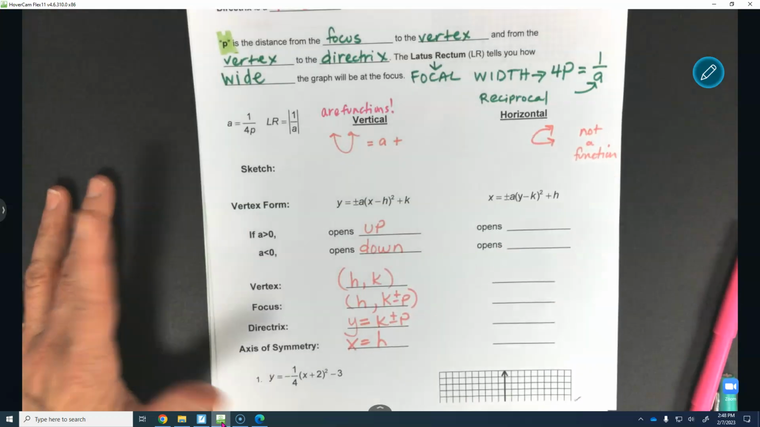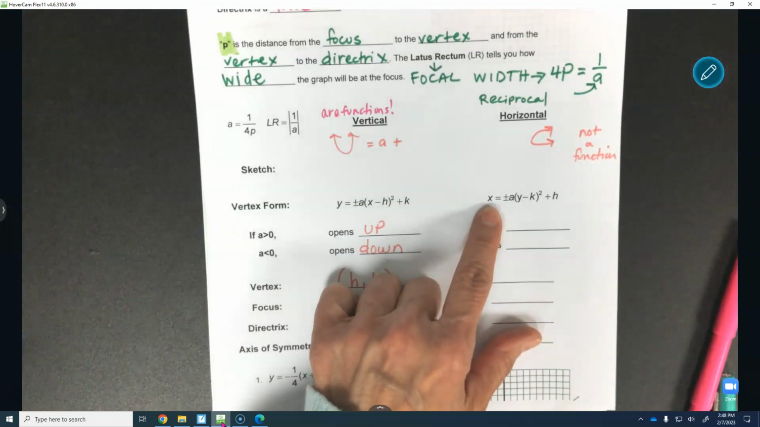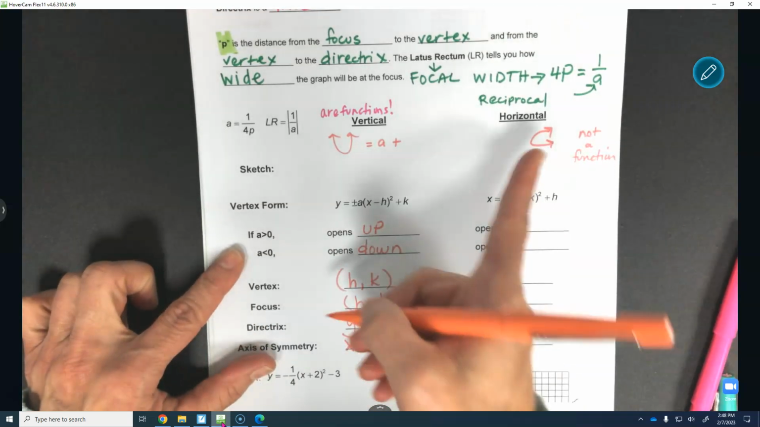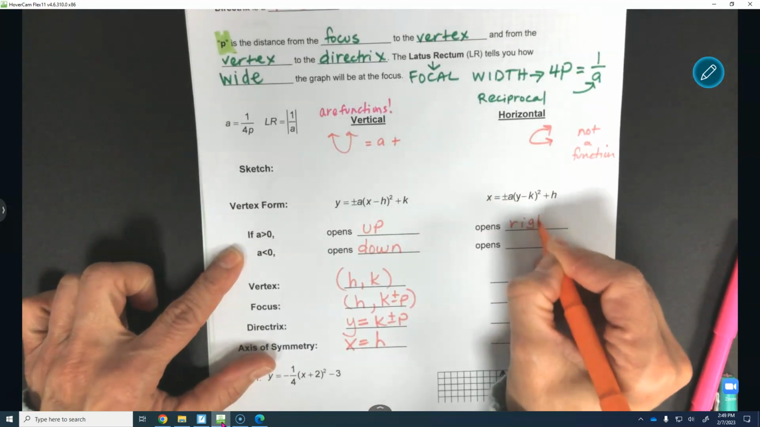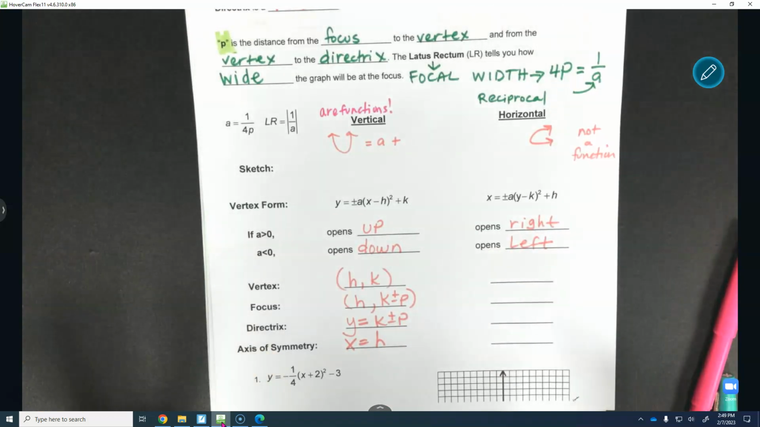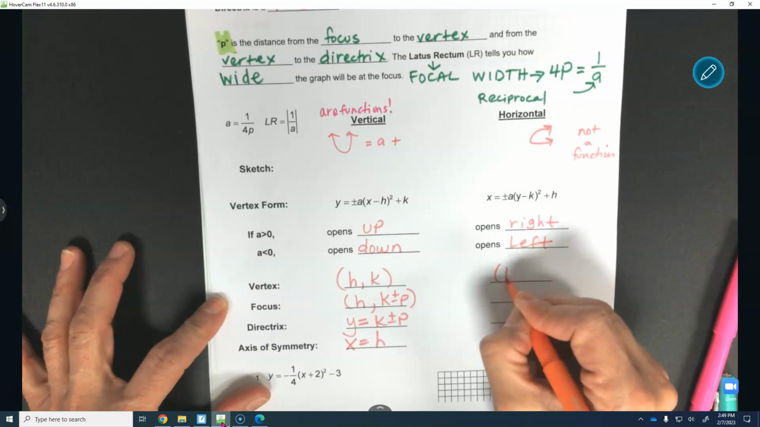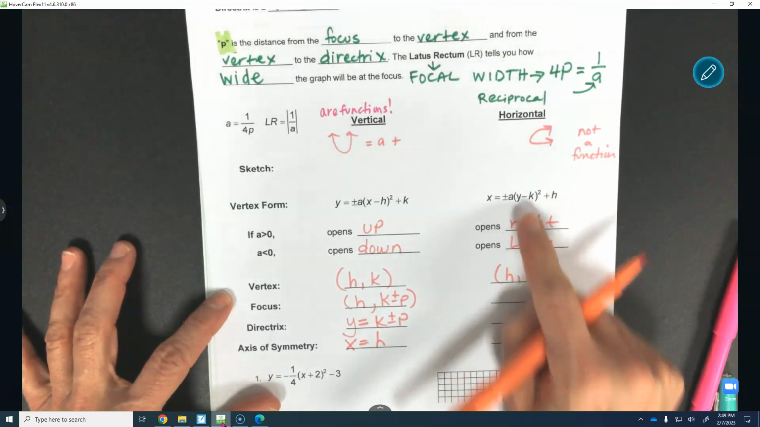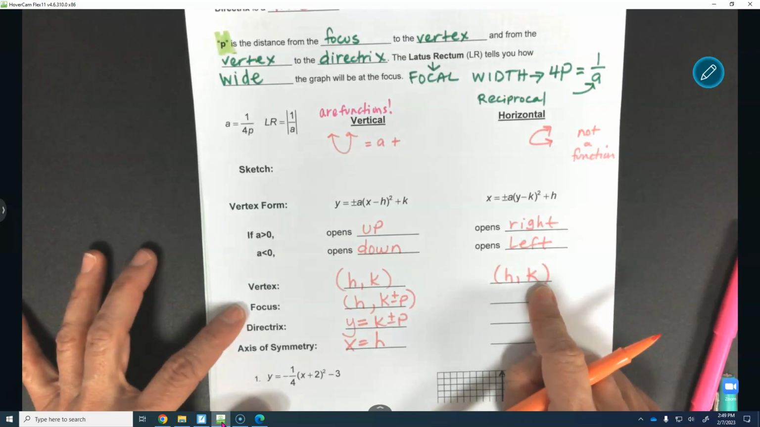We can call it a relation. Notice it starts with the letter X. And guys, if A is positive, it opens towards the right. And if it's negative, it's going to open towards the left. The vertex is still HK. But look, H is on the outside and K is actually going to be opposite for sideways parabolas.